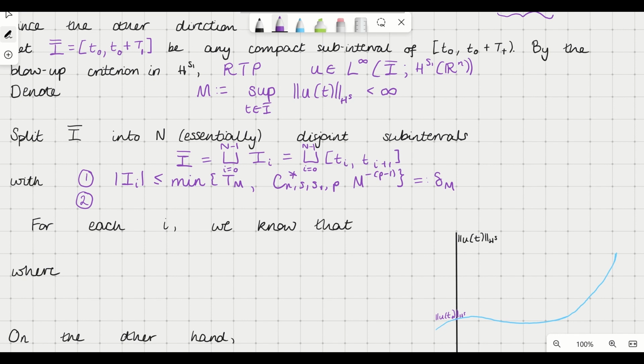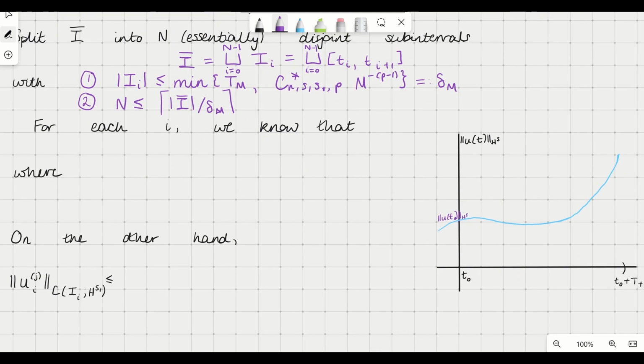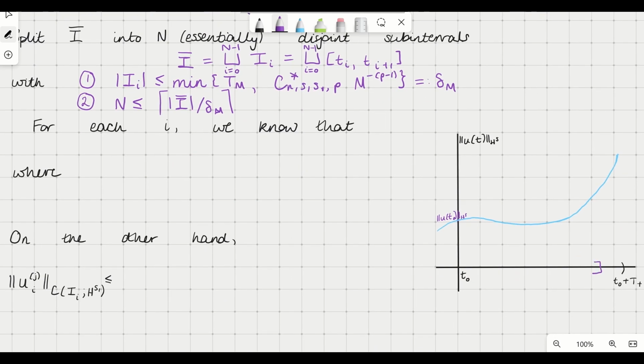And we can do this with n less than or equal to the length of I bar divided by delta_m. Okay, probably delta_m doesn't exactly divide I bar, so we need to take the ceiling function. So we have a compact interval up to t_0 plus capital T_0. We split it into n subintervals, all of width delta_m, and maybe one of them is a bit smaller than width delta_m, and that's why we have this ceiling function.